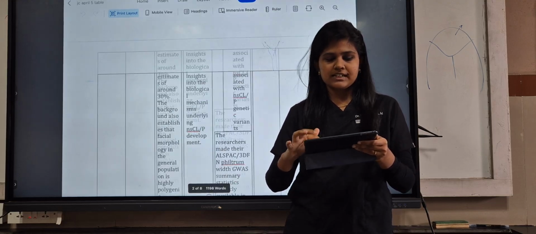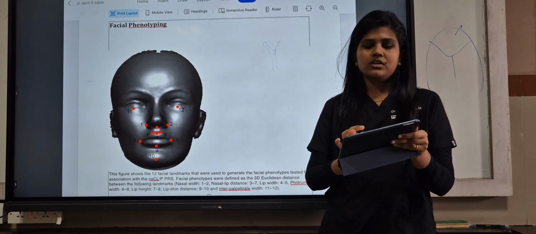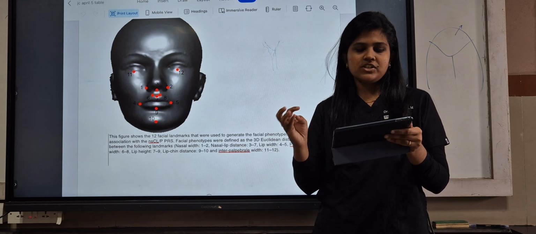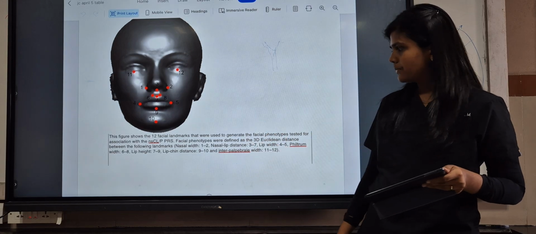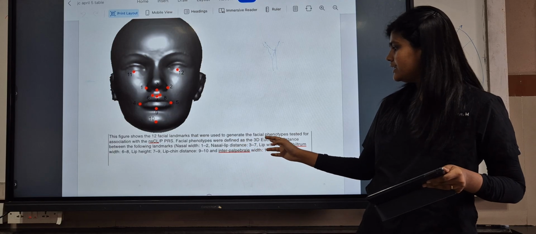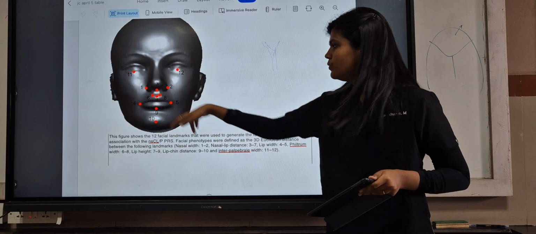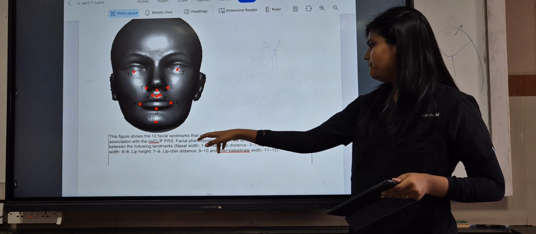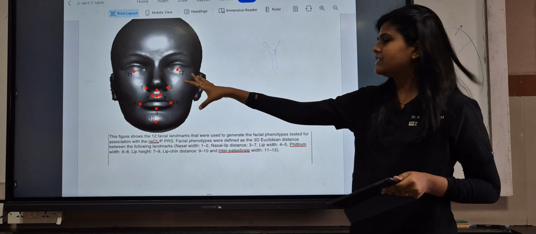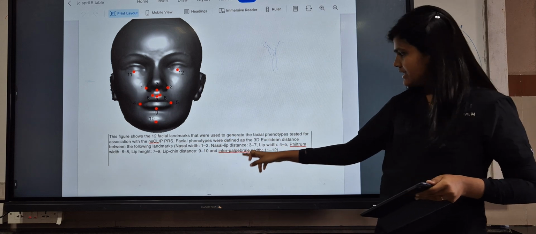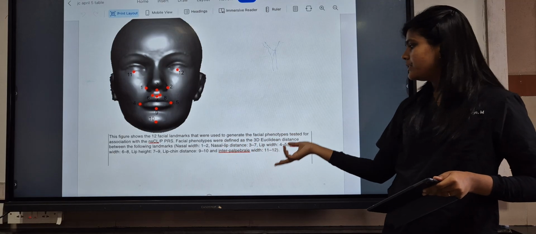Their methodology was first the facial phenotyping. They took 12 facial landmarks that were used to generate the facial phenotypes tested for association with non-syndromic cleft patients. They identified the 3D facial phenotypes by calculating the 3D Euclidean distance between these landmarks, so that they could identify the pattern of how they are reduced or decreased. They took nasal width, nasal lip distance, lip width, lip height, lip chin distance, and interpalpebral width also.